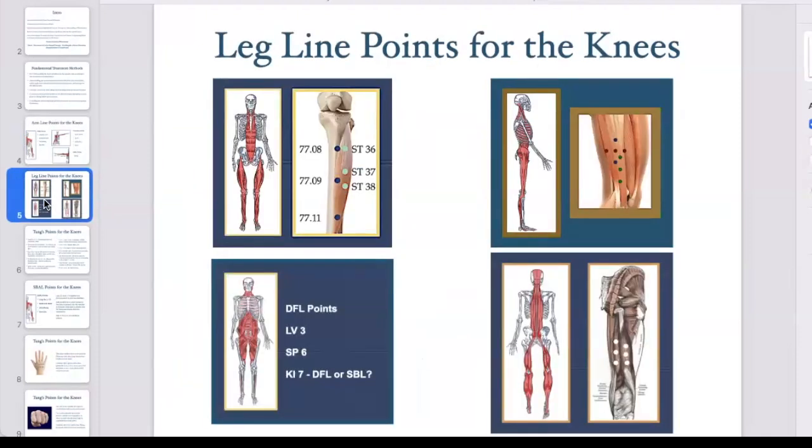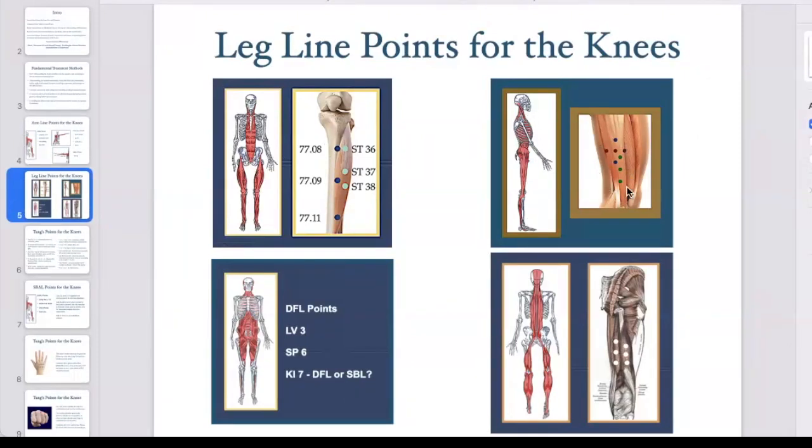Now, here's some leg line points for knee pain, in a TCM approach or a more standard approach like we learned in school. You might use points that are on the affected meridian. So if someone has knee pain in stomach 35, you may use stomach 36 or stomach 37. And that's one method of needling those points that are on the affected meridian. And then over here, we see the lateral line, which looks a lot like the gallbladder meridian.